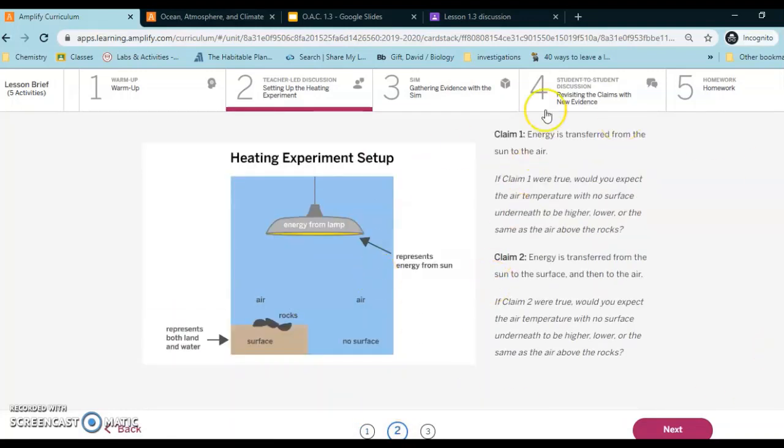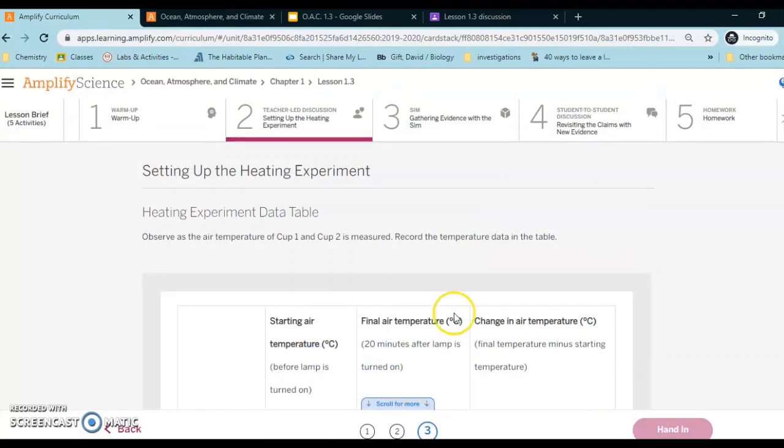And we kind of made our predictions, and we know what's going to happen if claim 1 is right, and we know what's going to happen if claim 2 is right. If claim 1 is right, then both air temperatures at the end will be the same. And if claim 2 is right, then the air temperature with no surface underneath would be lower than the one with rocks underneath. So let's look and view what happens.